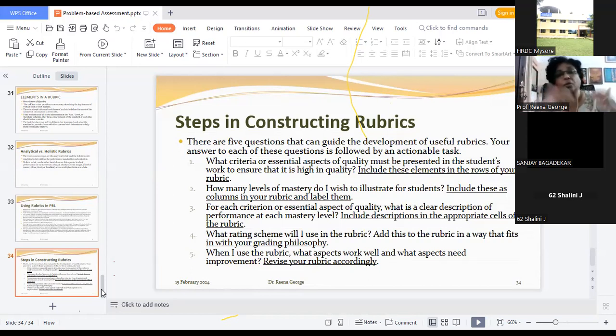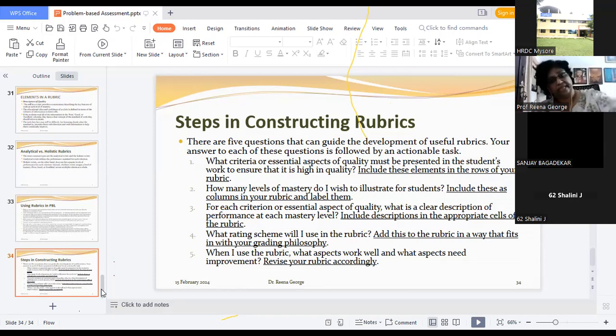Then how many levels of mastery do you wish to illustrate for students? And this should be in your column. Okay, and you label that. Okay, that is what I said just now, from poor to excellent. So that is the level of mastery.